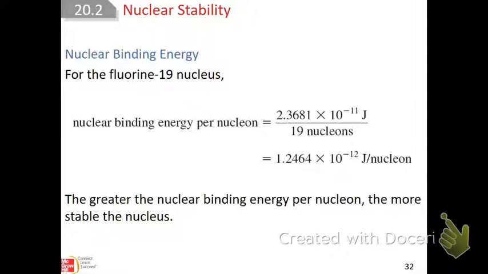And then this is what you can see from that. The greater the nuclear binding energy per nucleon, the more stable the nucleus is. So the larger this number is right here, the more stable your nucleus is. And that should make sense to you too: the harder it's going to be to break that apart.